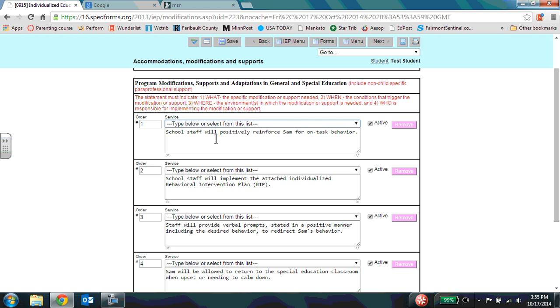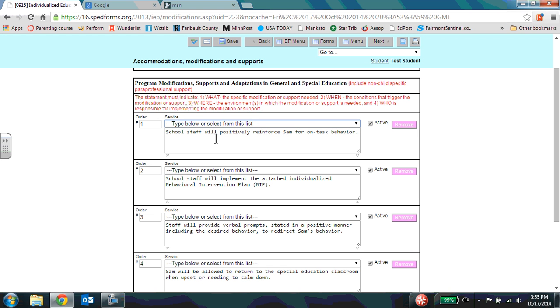We've had some situations where perhaps somebody wrote, paraprofessional will positively reinforce SAM. Well, then when it came time that the general education teacher wanted to work with the more severely involved special education students and have the paraprofessional take the general education students and work with them on things, they said, no, we can't do that because the IEP says the paraprofessional has to reinforce SAM for on-task behavior. Well, that's frankly kind of silly. We want these highest involved students to have opportunities to receive instruction from the highest educated individuals, which would be the classroom teacher. So don't tie yourself into that.